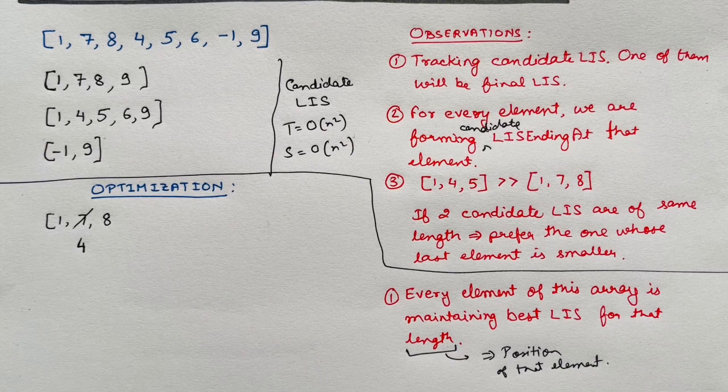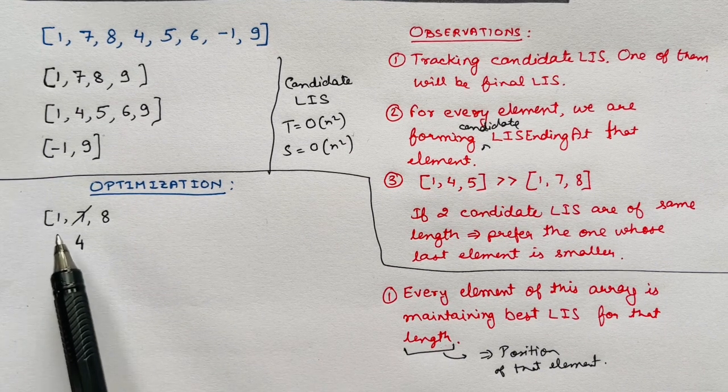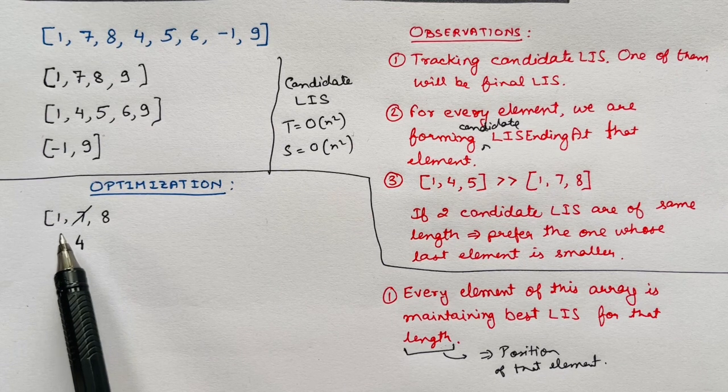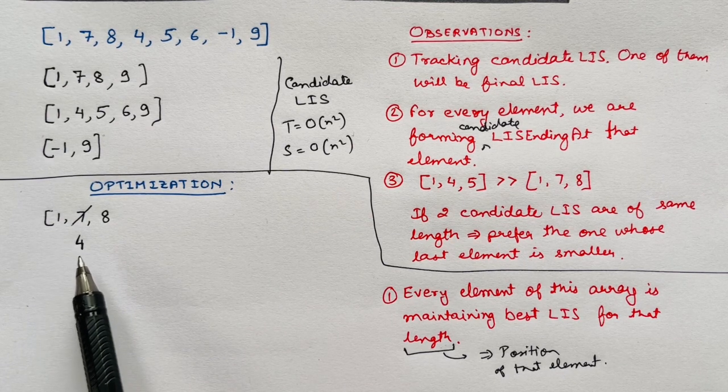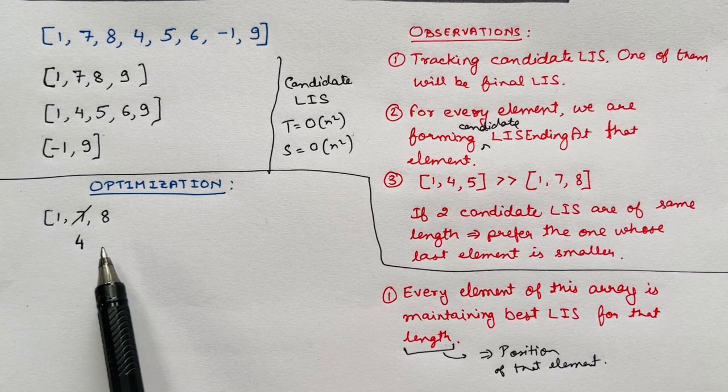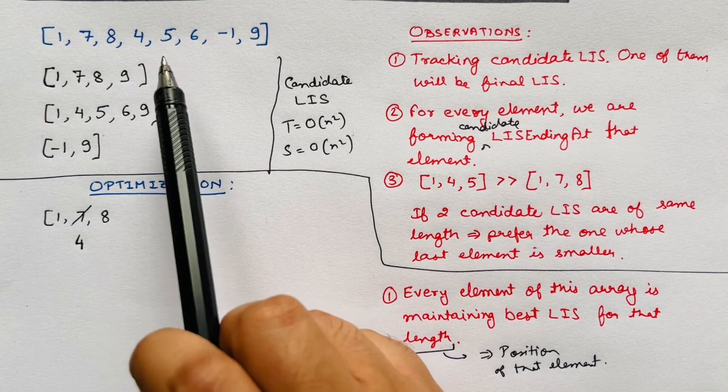So what essentially we are doing here is that every element of this array is maintaining the best LIS for that length. And by that length we mean the position of that element. So this denotes that the best LIS for length 1 is the one that ends at 1. The best LIS for length 2 is the one that ends at 4. The best LIS of length 3 is the one that ends at 8. Now we encounter the next element 5.